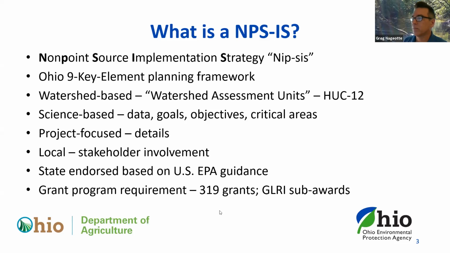These are state endorsed plans based on US EPA guidance. And US EPA has given Ohio the approval authority on these. So they don't have to go to Chicago for US EPA approval. However, we do closely follow the guidance we've worked out with US EPA. And they may spot check these from time to time. An NPSS is a grant program requirement for 319 and for GRLI, Great Lakes Restoration Initiative subawards through Ohio EPA. So it is a gateway, a funding gateway for those pots of money.